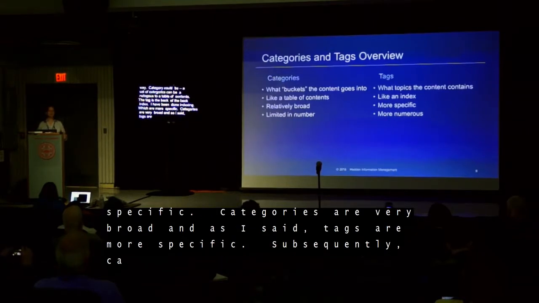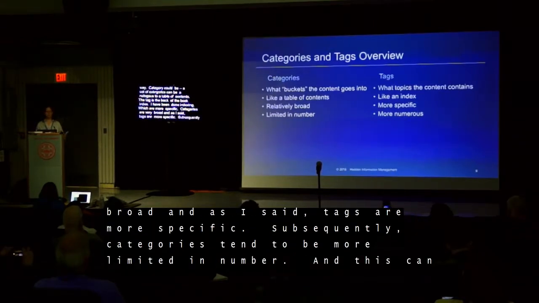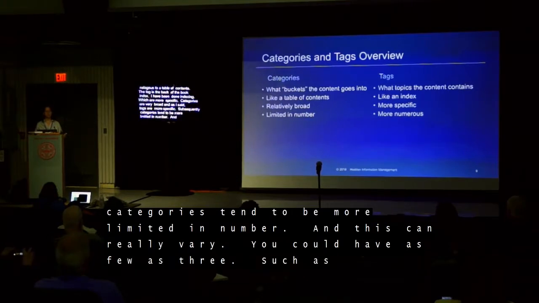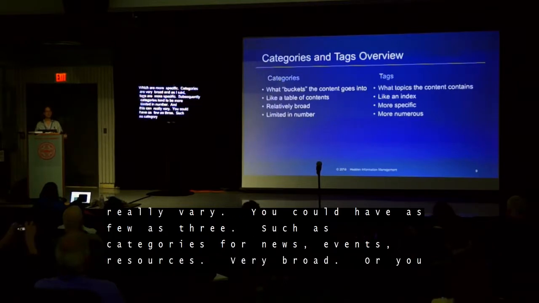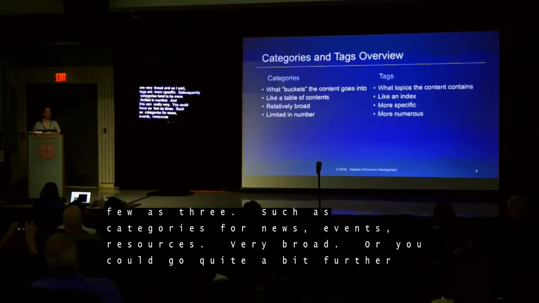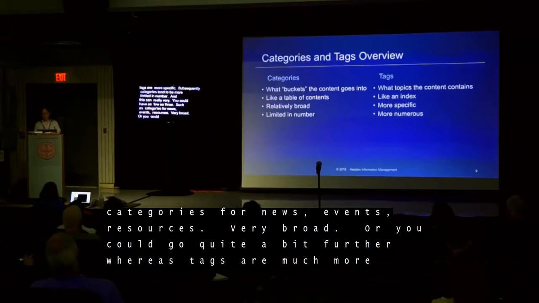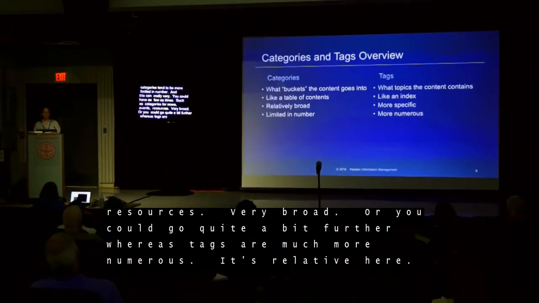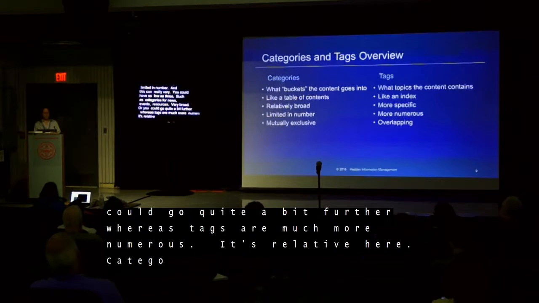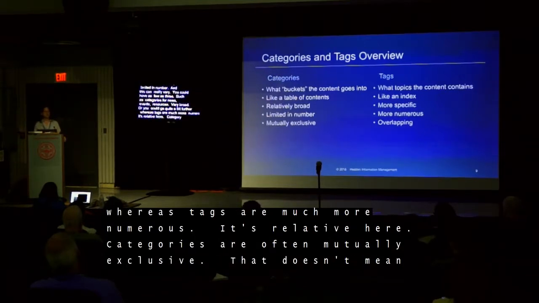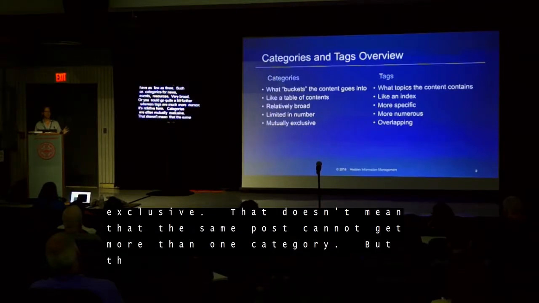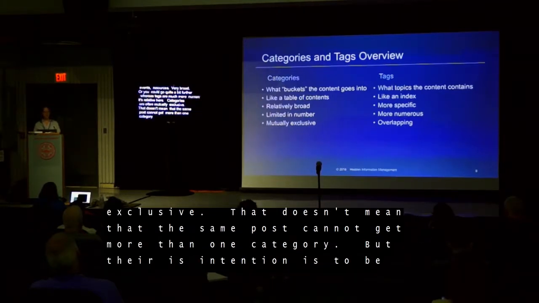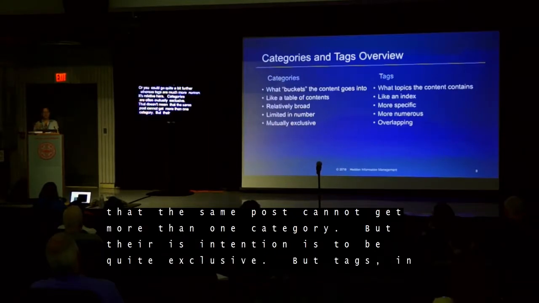Consequently, categories tend to be more limited in number, and this can really vary. You could have as few as three, such as categories for news, events, resources, very broad, or you could go quite a bit further, whereas tags are much more numerous, so it's relative here. Categories are often mutually exclusive. That doesn't mean that the same post cannot get more than one category, but their intention is to be quite exclusive, where tags can, although they are distinct in their meaning, each one, there can be some overlap.